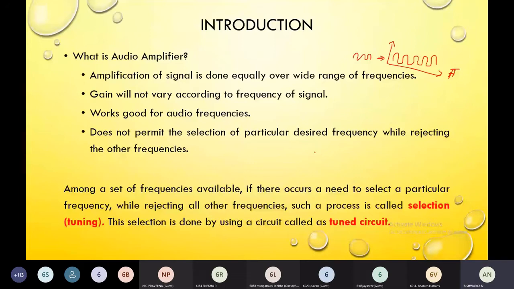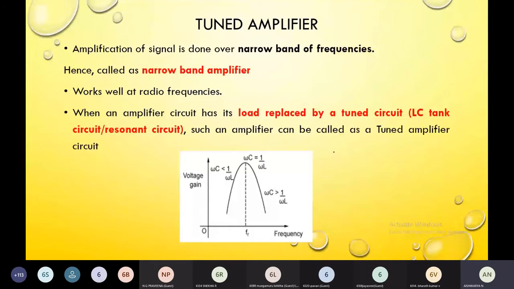What do you mean by tuning? Tuning means selecting. What am I going to select? I am going to select a particular frequency, which we often call the resonant frequency. So in order to make my application work for a particular frequency range, or to select a particular frequency, I will be going for a tuned circuit or a tuned amplifier. Your tuned amplifier will work only for a narrow band of frequencies. It will not work for a wide range of frequencies as your audio amplifier does.